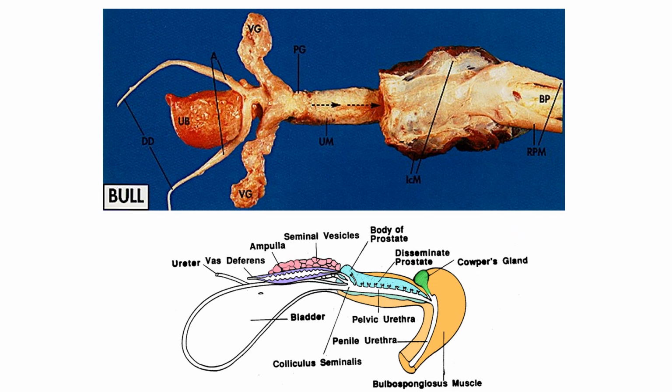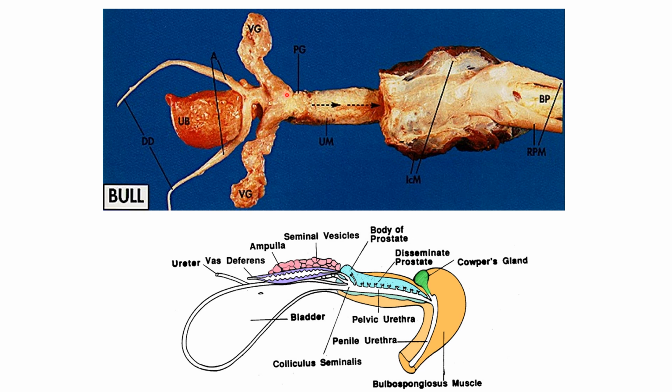This diagram represents the internal pelvic region of the male reproductive tract of the bull. On the top part is the actual specimen. We start here with the DD, the ductus deferens, also known as the vas deferens, one on each side from each of the testes. The sperm will then go to the ampulla. Then we have here the colliculus seminalis.